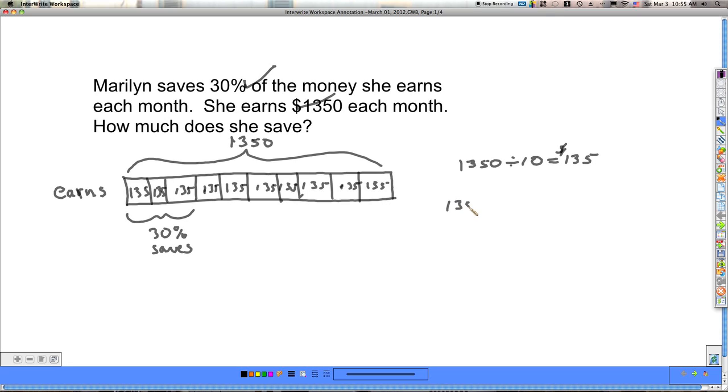So 135 times 3, and we'll set it up like this. 3 times 5 is 15, carry the 1. 3 times 3 is 9, plus 1 is 10. 3 times 1 is 3, plus 1 is 4. $405. So she saves $405.